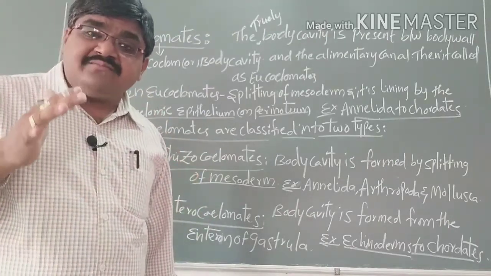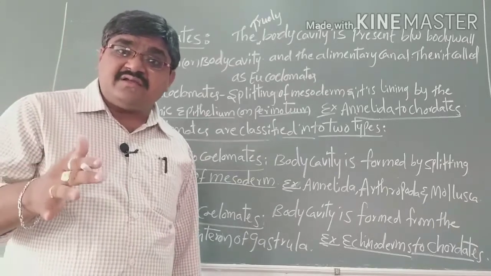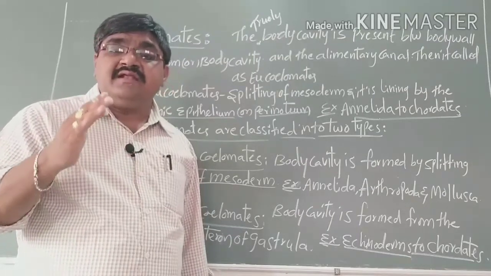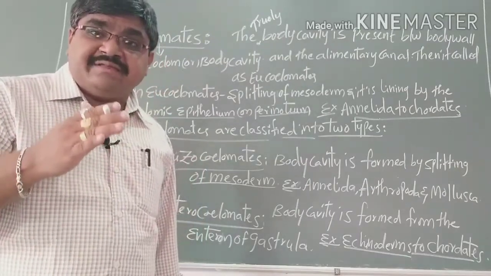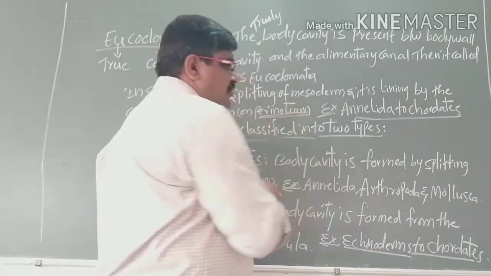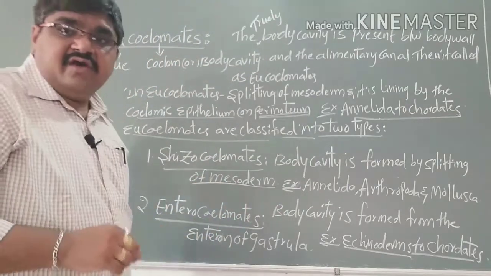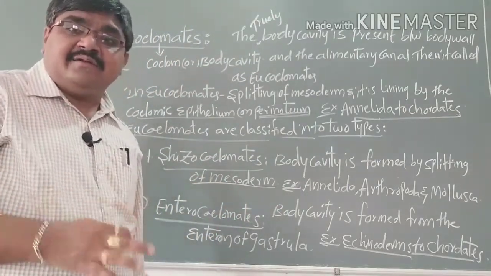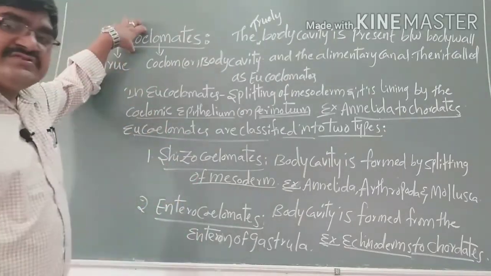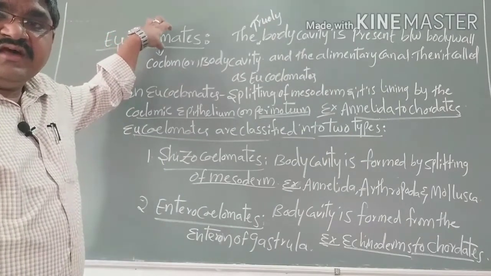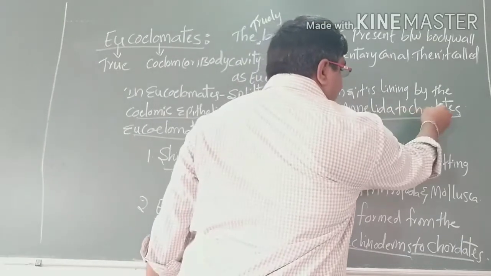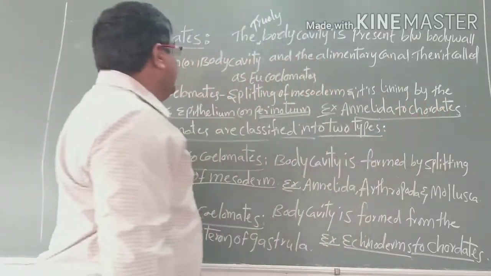A true cavity is present, and that cavity is surrounded by coelomic epithelial cells, otherwise called the peritoneum. Such a coelom, having a true cavity lined by coelomic epithelial cells, is called eucoelomates. An example of eucoelomates is Annelida to the chordates.